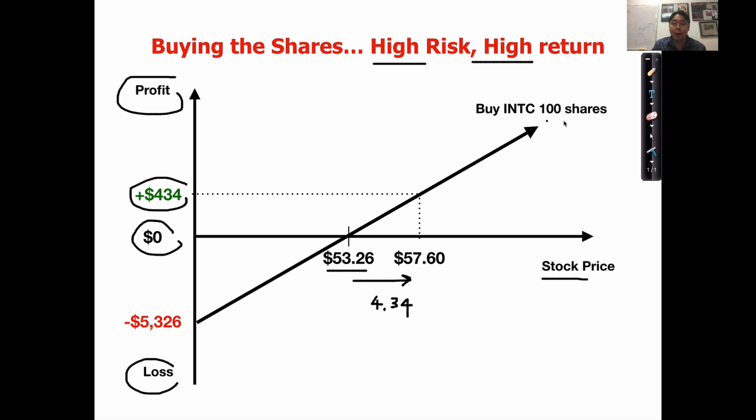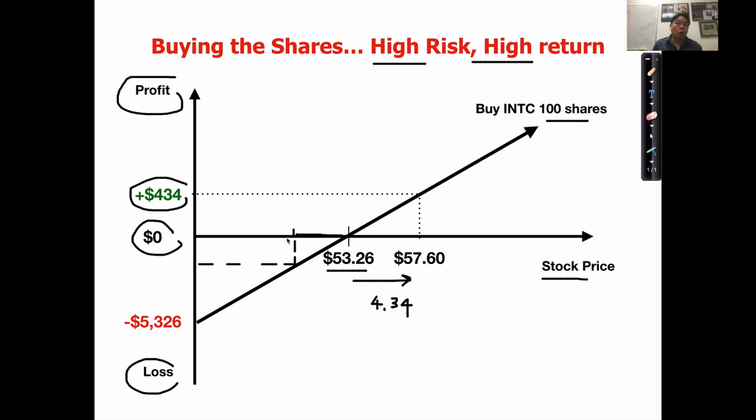This assumes you buy 100 shares. At the same time, if Intel shares fall, what happens? That's right, you will make a loss. So you can see that when the share price goes up, you make a profit. Share price goes down, you make a loss.